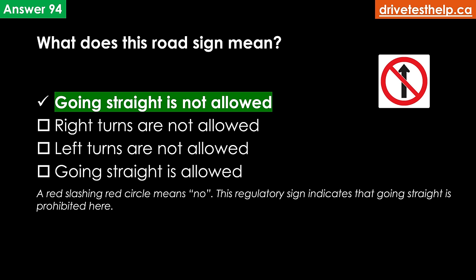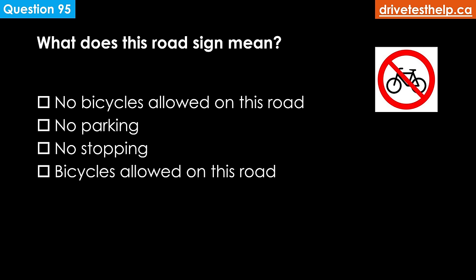What does this road sign mean? No bicycles allowed on this road, no parking, no stopping, bicycles allowed on this road. The correct answer: no bicycles allowed on this road.